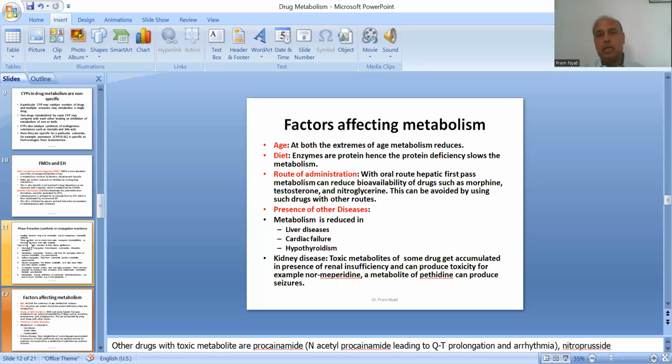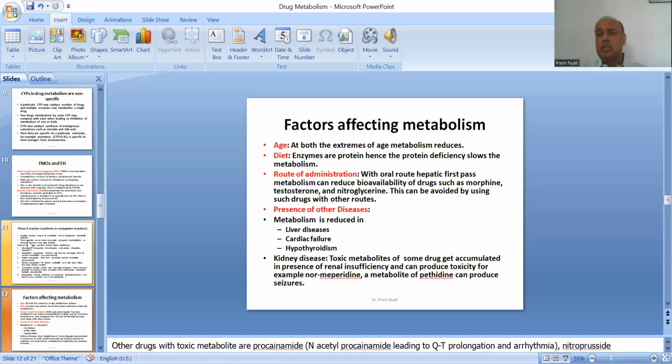Now, let us have an idea regarding the factors that affect the metabolism. So metabolism could be affected by age. At both the extremes of the age, metabolism gets reduced. At very young age, the metabolic machinery is not well developed, and at very old age, the machinery gets exhausted.